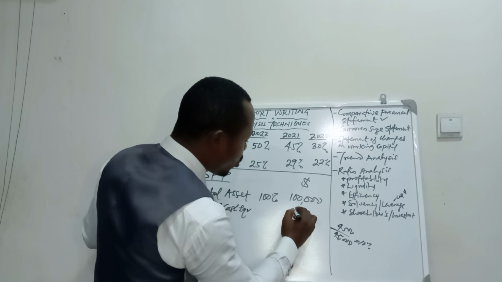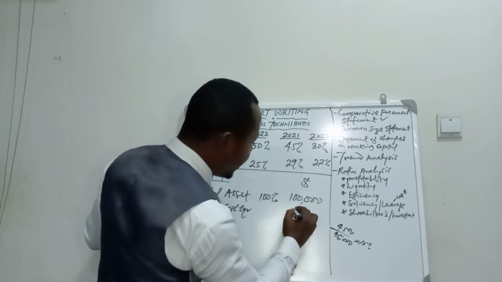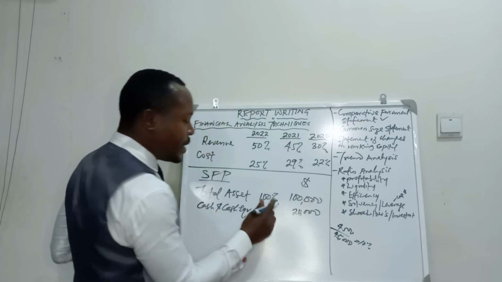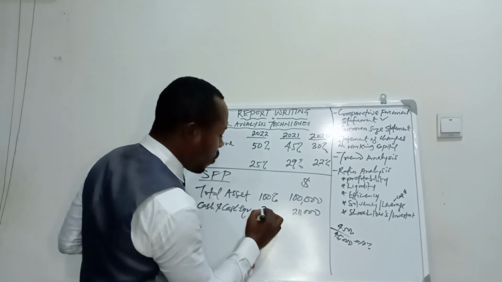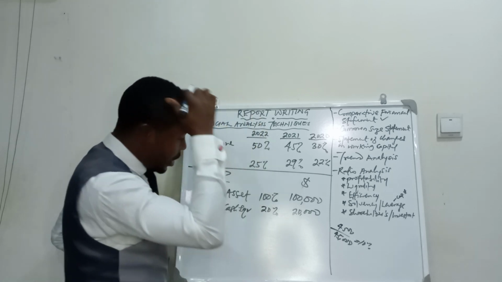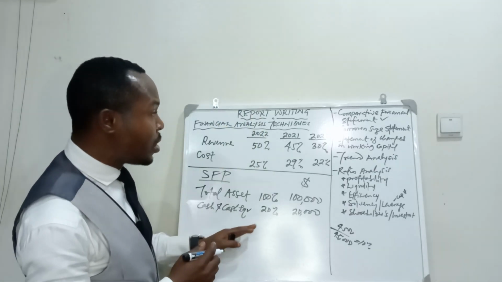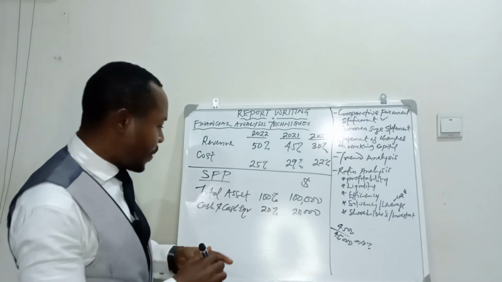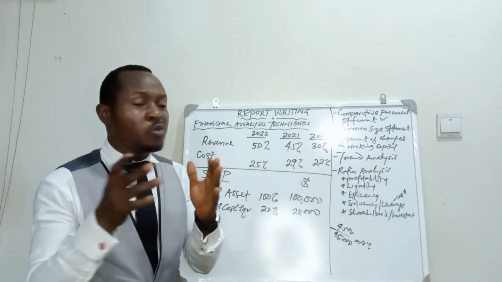Let's say cash and cash equivalent for the period under review was 20,000. So what is the percentage here? I'm sure it's going to be 20%. So that is what we are talking about when we say common size statement. These are ways to check, in case you want to write a report.